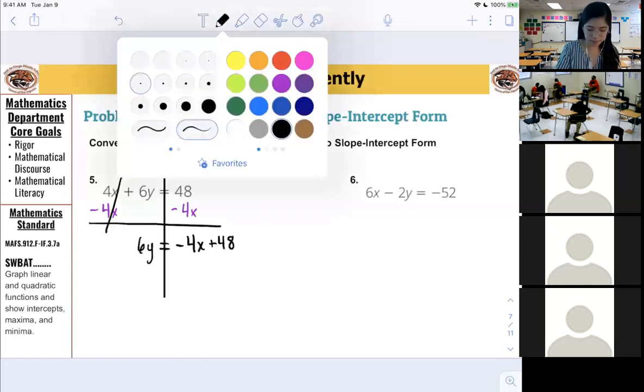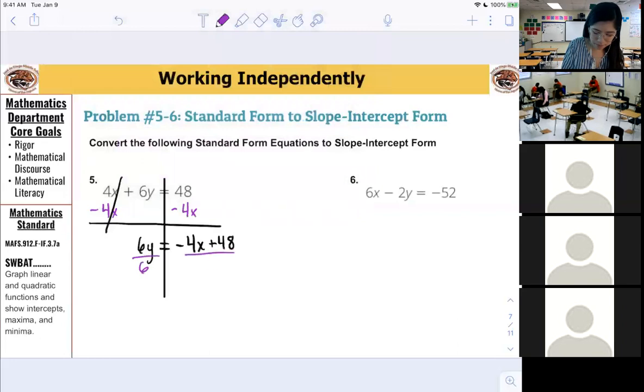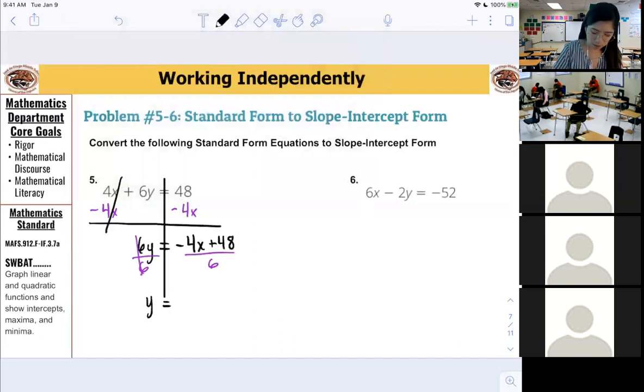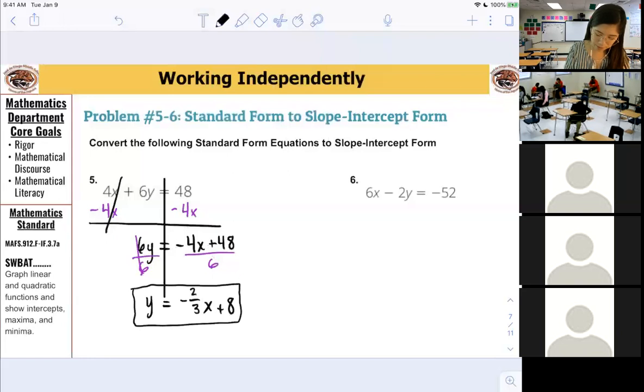Then I'm going to divide by 6. So I have y equals, okay, I'm doing -4 divided by 6, which is going to be a fraction, but I can simplify that fraction. So can anyone tell me what that fraction would be once I simplify it? 2/3. Good. 2/3, and specifically it's negative 2/3 x. And then what's 48 divided by 6? 8. Good. So that's my equation. y equals negative 2/3 x plus 8.